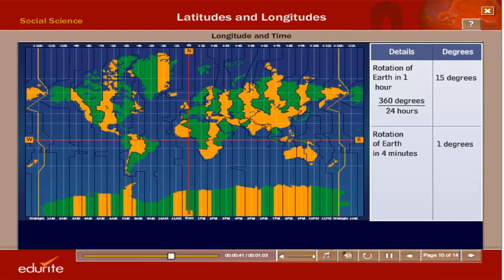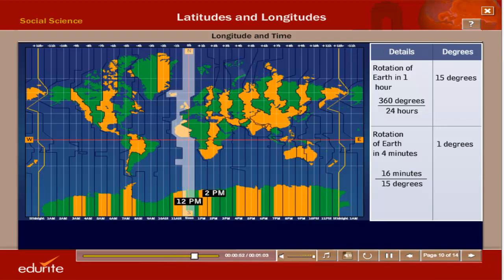Earth rotates 1 degree in 4 minutes. We get this by dividing 60 minutes by 15 degrees. When it is 12 o'clock noon at Greenwich, it is 2 p.m. at all the places 30 degrees east longitude. Simultaneously, it is 10 a.m. at all the places 30 degrees west longitude.